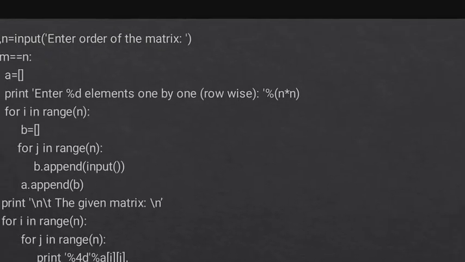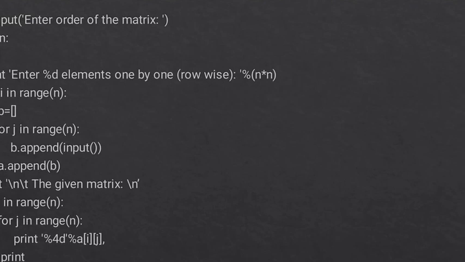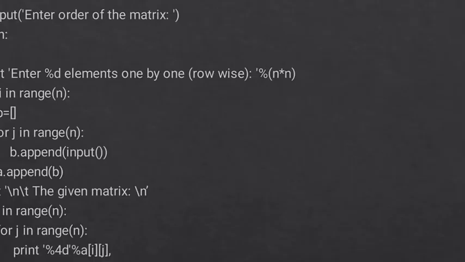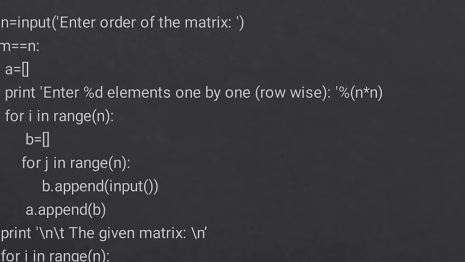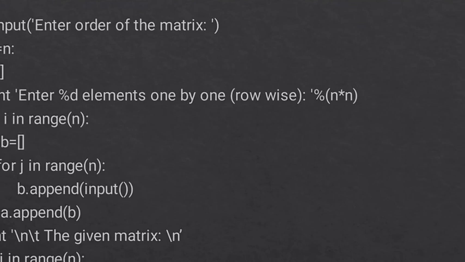Okay, so if m is equal to n, we type in the elements. A is equal to, we enter a null element first, A is equal to null square brackets. Then we print the elements: print enter %d elements one by one row wise. So when we type in the elements, they are given row wise. Here %d means the order of the matrix which we gave in the first line.